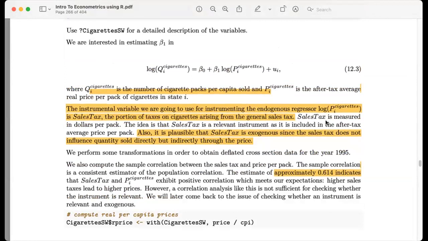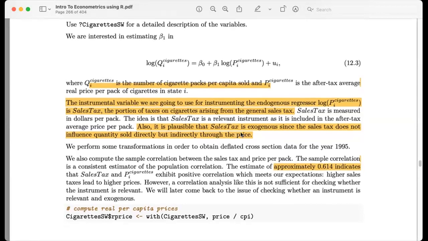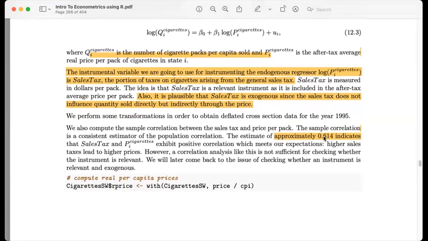But they argue that the sales tax has some correlation with the price of cigarettes. The higher the sales tax, we expect the average prices to go up. And it is also plausible that the sales tax is exogenous, since sales tax does not influence the quantity sold directly, but through the price. The author didn't test for now, but these are all plausibilities. And a simple correlation could show that the correlation between the sales tax and the price is about 0.61, which is fairly not bad.